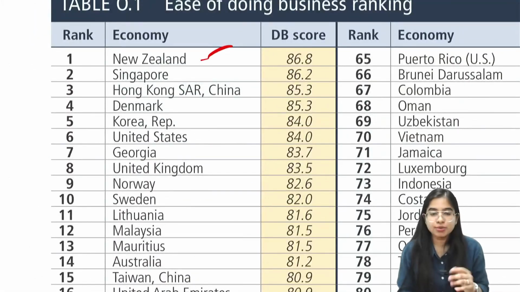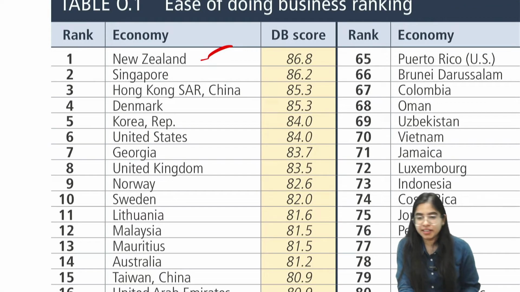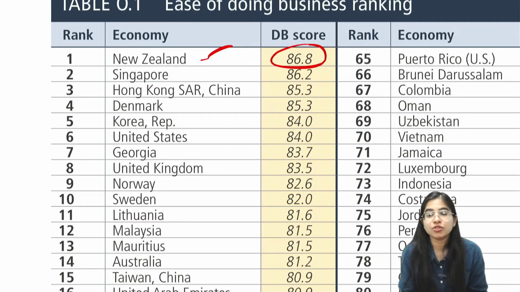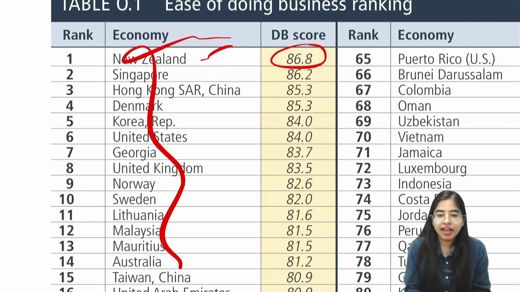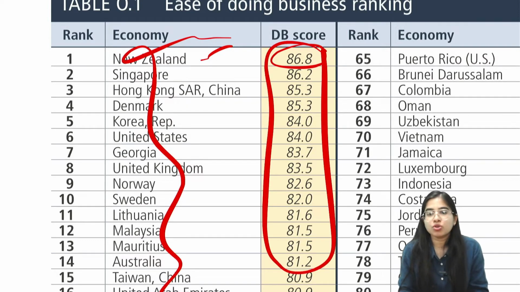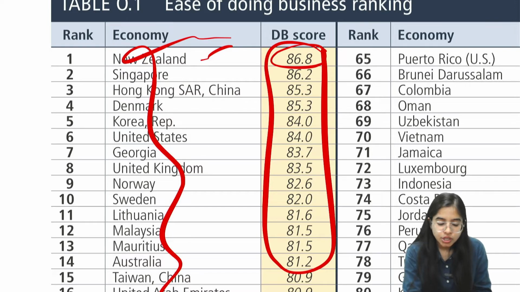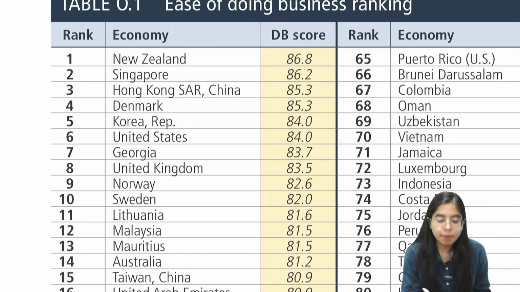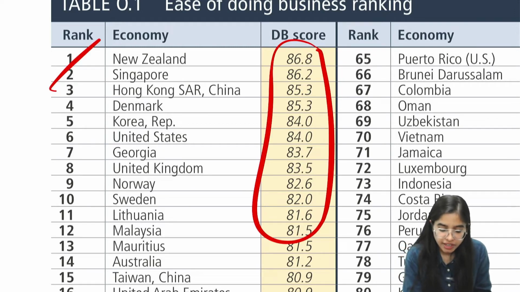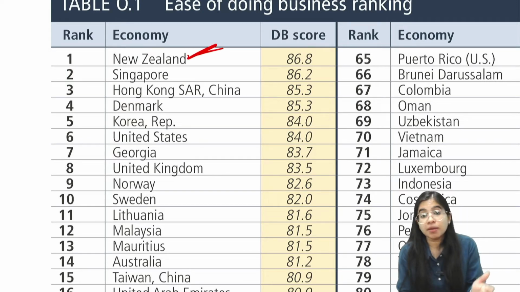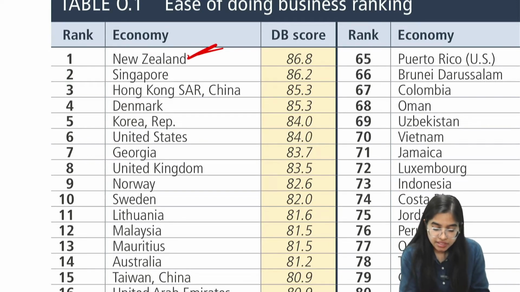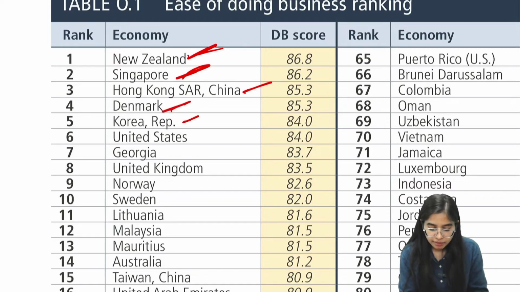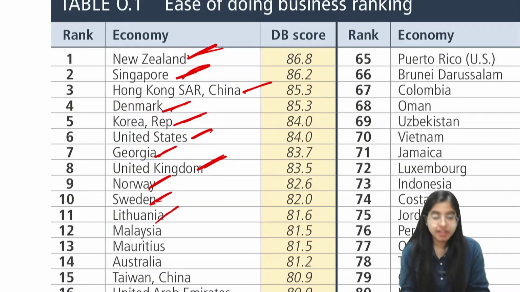Which are the countries at the top? The first country is New Zealand. This is the report of 2020, DBR 2020. And what is the score? With the score of 86.8. You give ranking according to the score, known as DB score, according to their performance in ease of doing business. So the top country is New Zealand, then Singapore, then Hong Kong, China, then Denmark, then Korea, US, Georgia, UK, Norway, Sweden, etc.